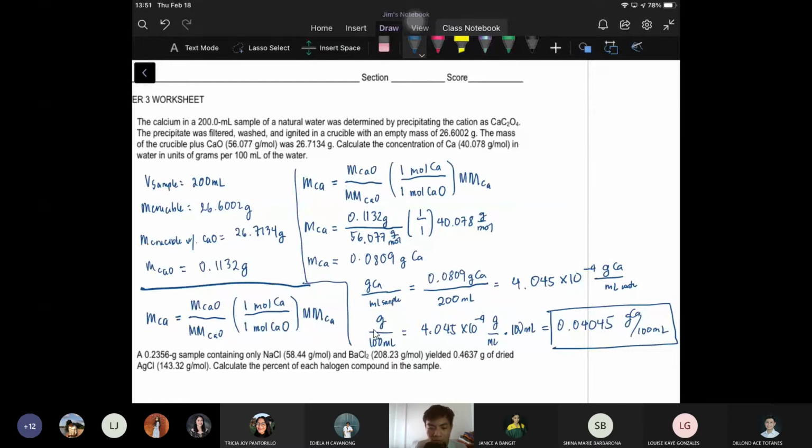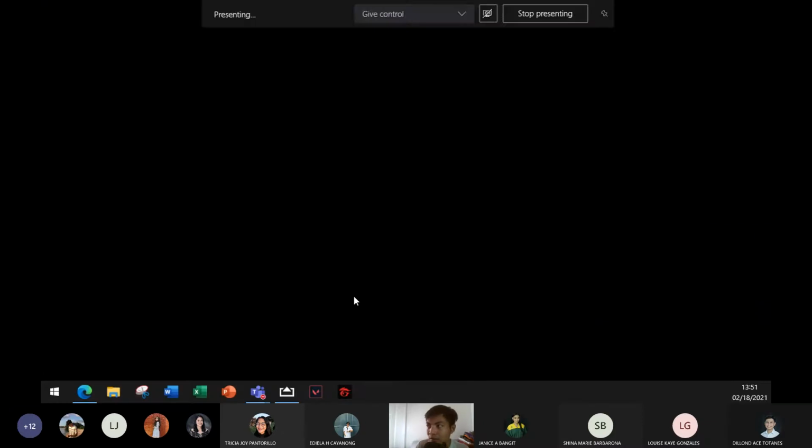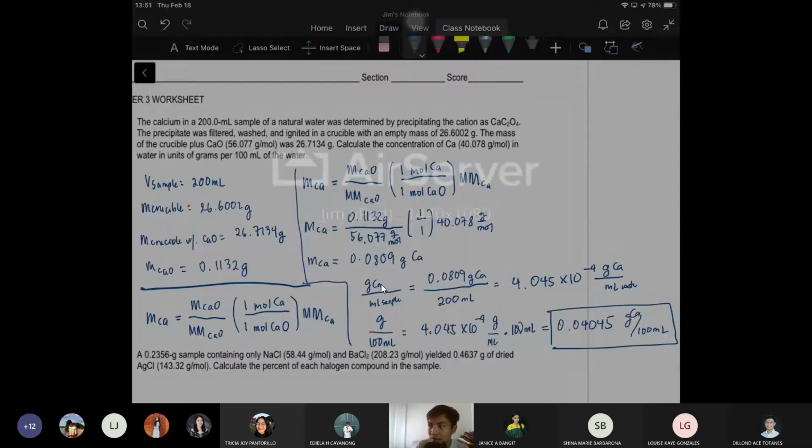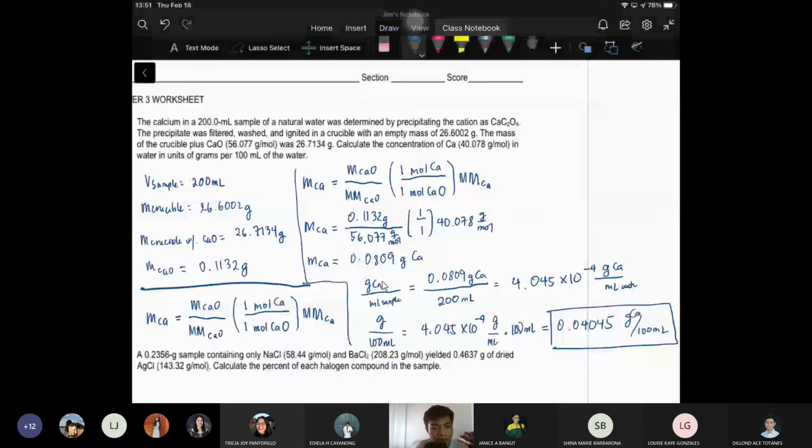So, ang hinahanap sa atin sa problem is yung grams of calcium per 100 ml. So, bago natin kunin yung per 100 ml, kunin muna natin yung per ml. So, paano yon? You have the grams of your calcium, divide mo sa volume ng sample mo, you have your gram calcium per ml of your sample. Since this problem specifically requires 100 ml volume, sabi niya, gusto niya 100 ml, edi times mo na lang to sa 100 ml. So, you will get this final answer.